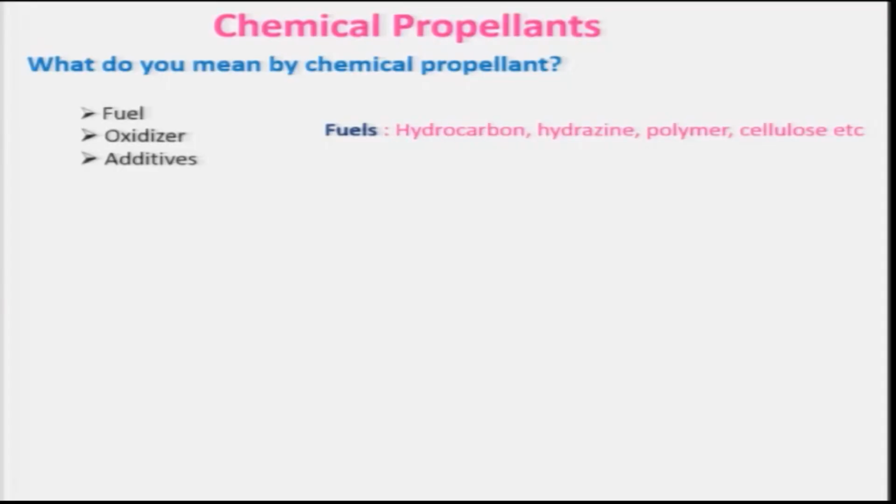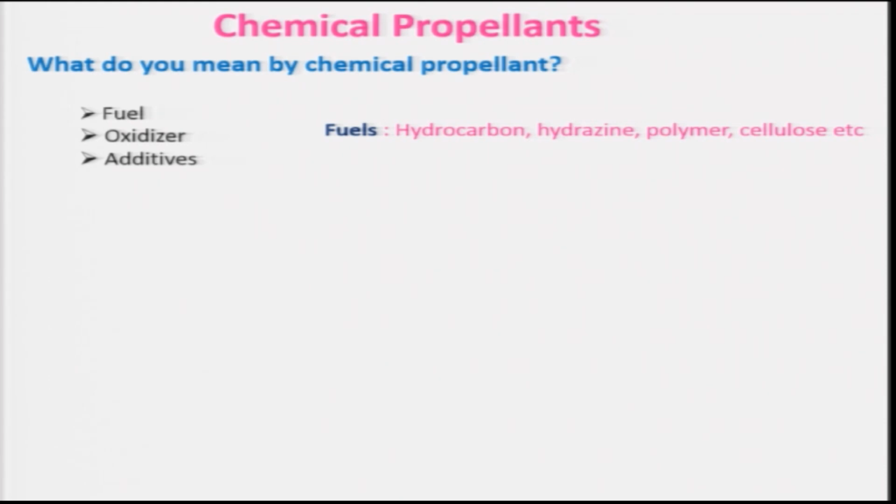All these fuels, oxidizers and additives, in other words the chemical propellant, have to be burnt, producing a certain amount of energy such that high pressure, high temperature gas can be generated, which can be expanded in a nozzle to produce thrust. Examples of fuel in a rocket engine are basically hydrocarbon, hydrogen, polymer, cellulose and several others. These are generic fuels, but through various combinations and fermentation one can make various kinds of fuel.